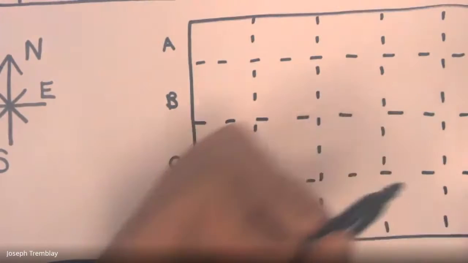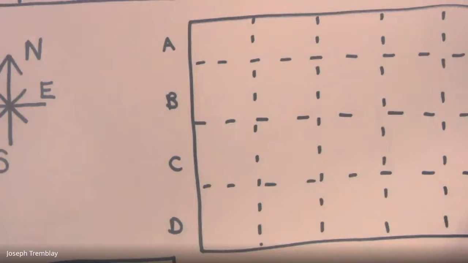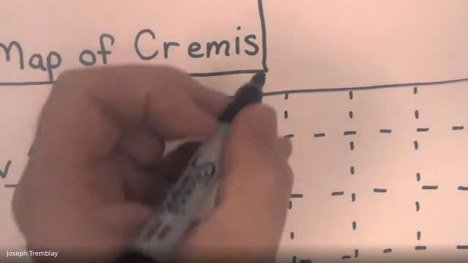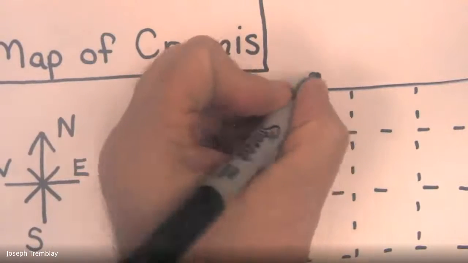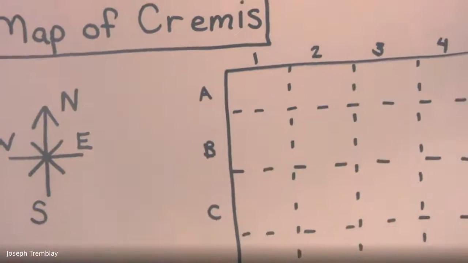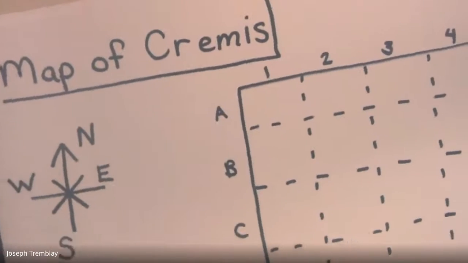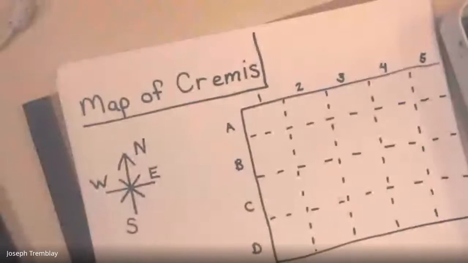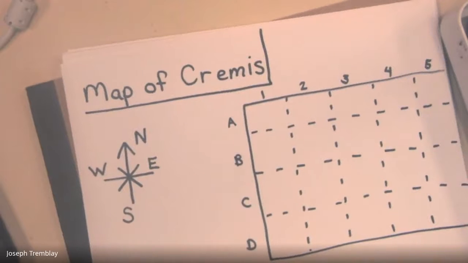Now, once I've got that, I've got my A, B, C, D going across the top. I'm sorry, down the side, and going across the top, I'm going to number them 1, 2, 3, 4, 5. This is my map grid. And my map grid helps me find things quickly on the map.